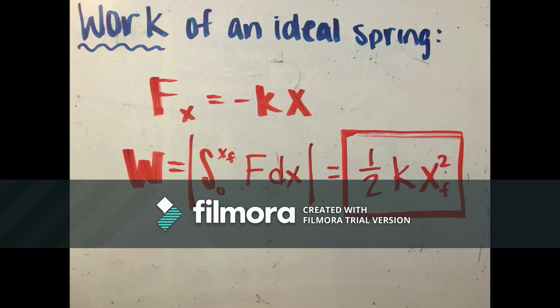Now I will go over the work of an ideal spring. So the work is the integral of the force equation. In this scenario, it will be the integral from 0 to the final position of F with respect to dx. And because work does not have a direction, it is the absolute value. In this case, because F_s equals negative kx, the work equation will be 1/2 kx squared.